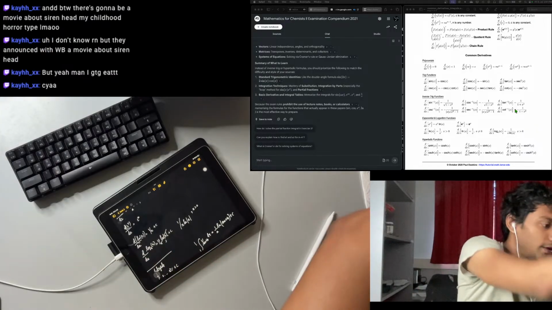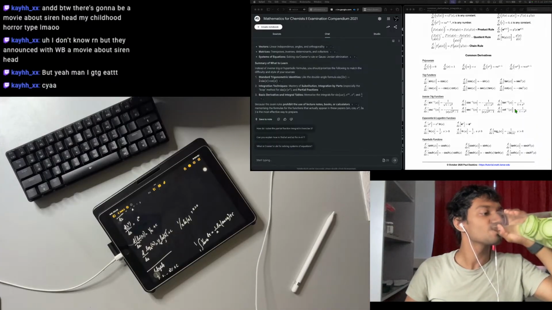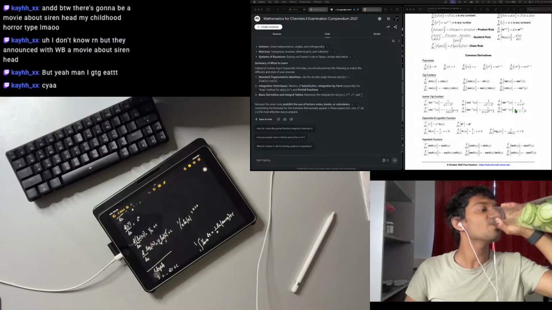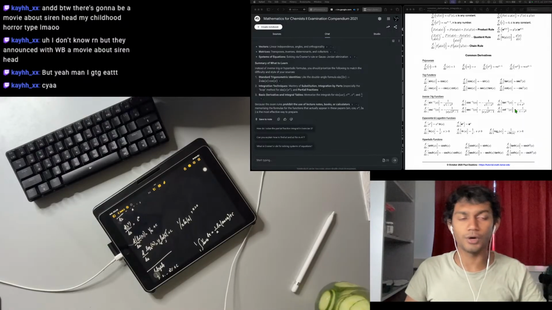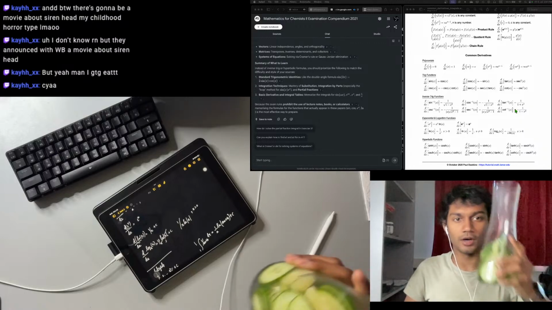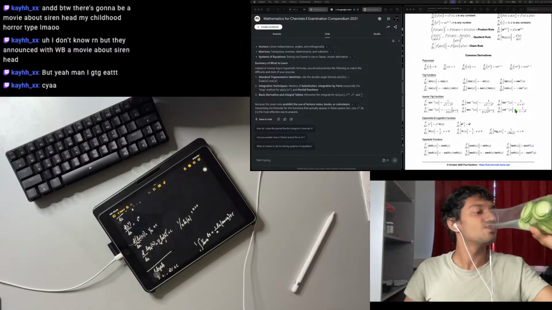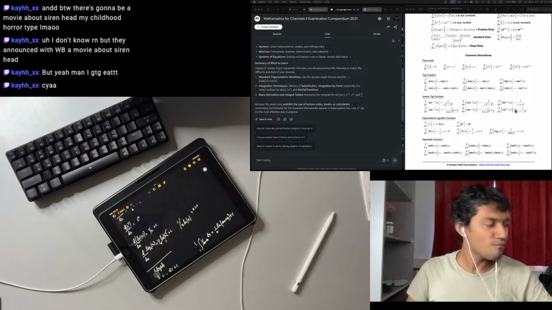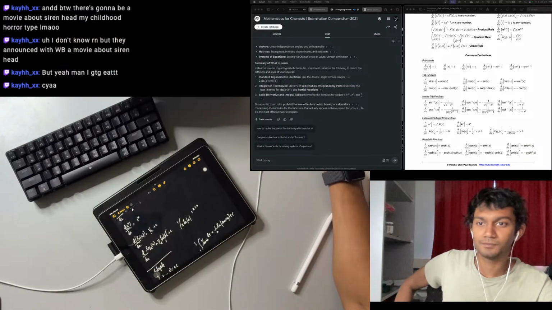Let me drink my cucumber water. Highly refreshing source of water. Cucumber water. It tastes like cucumbers and lemon.